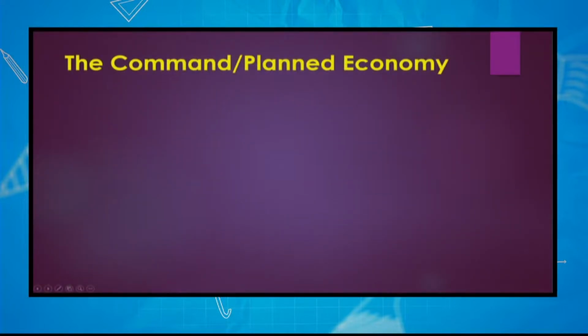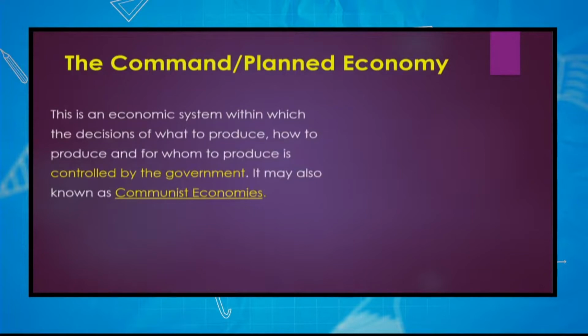Let's look at our second type of economy, and that's the command or planned economy. Now, if you tune into news, especially international news, you would have heard of the planned or the command economic system. Let's explore what this is all about. So this is an economic system within which the decisions of what to produce, how to produce, and for whom to produce is controlled by the government.